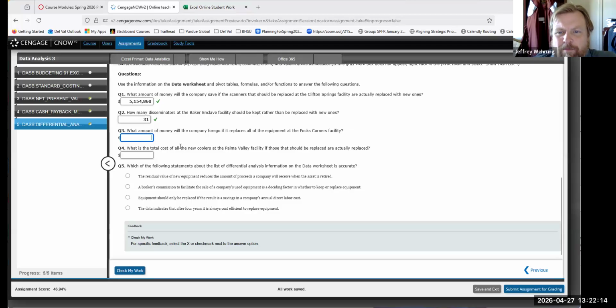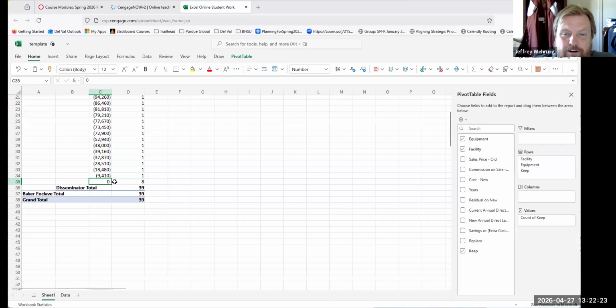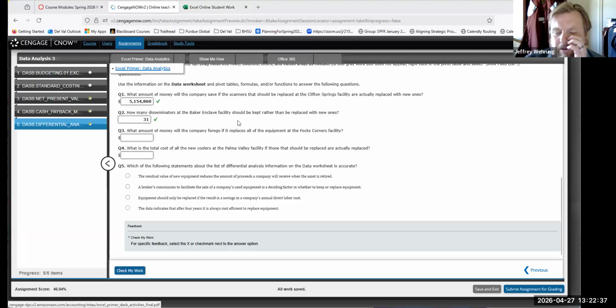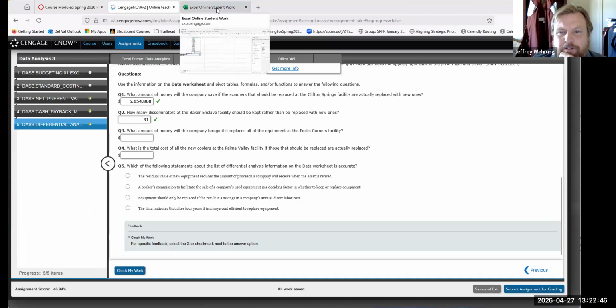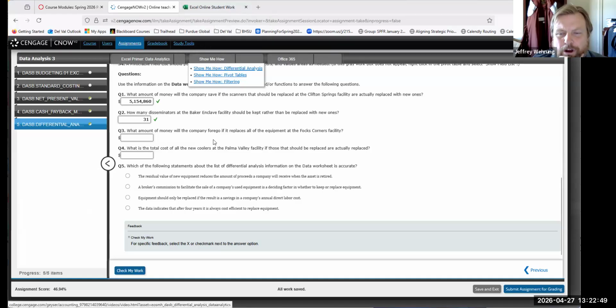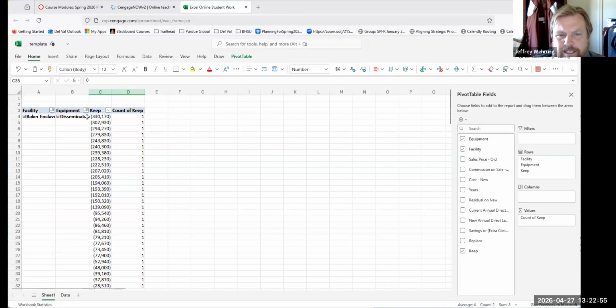Okay, what amount of money will the company forego if it replaces all of the equipment at the Fox Corners? Actually, I'm wrong. When I said these zeros, they were in my count, but they were ones that we would replace. So we took the total of 39 of them and just subtracted the 8 that we're going to replace. What amount of money will the company forego if it replaces all the equipment at the Fox Corners facility? So we're looking at the loss if we replace stuff that we should have kept.